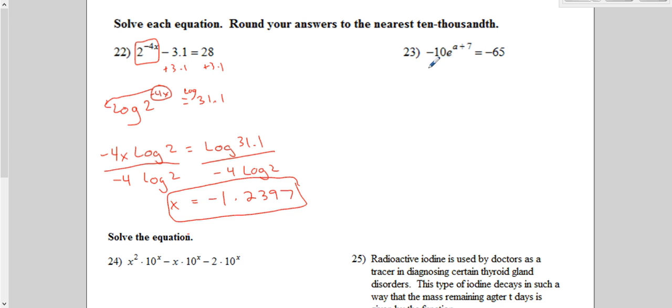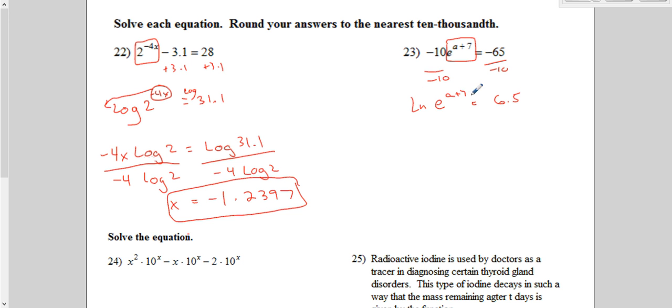Okay, for number 23, I have an exponential function again, but my exponential part of this problem is just e to the a plus 7, and it does not include the negative 10. So I'm going to divide by negative 10, and I will get e to the a plus 7 equals 6.5. Now, because this is e, my logarithmic expression that I'm going to put in on both sides is ln, not log.